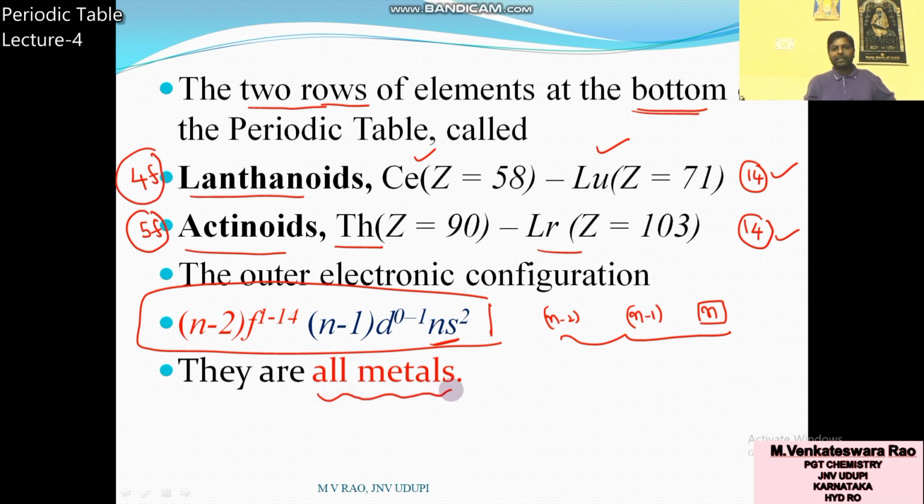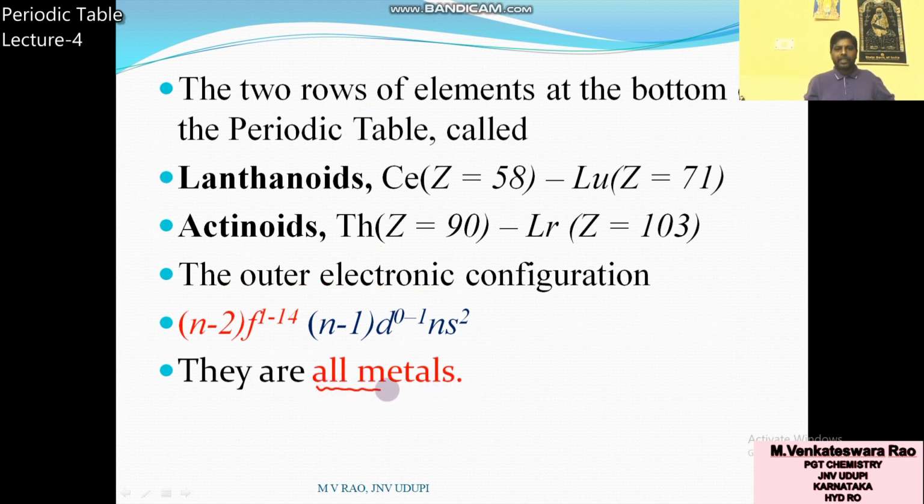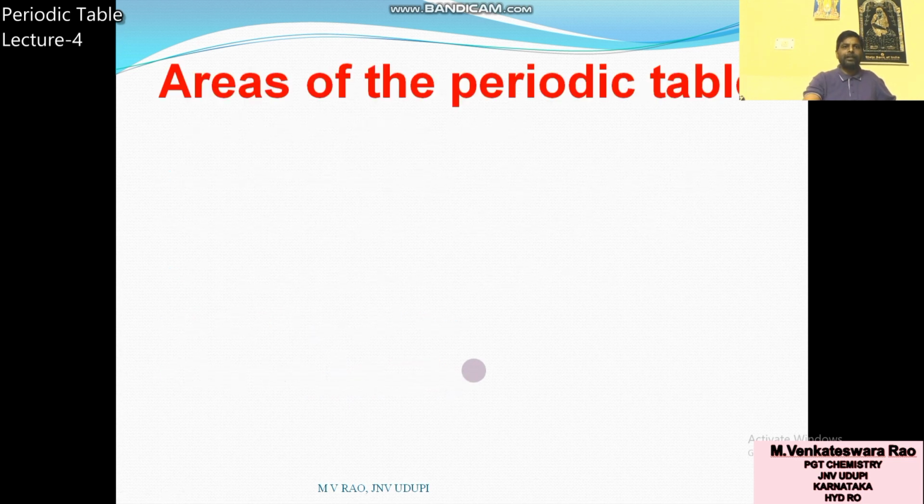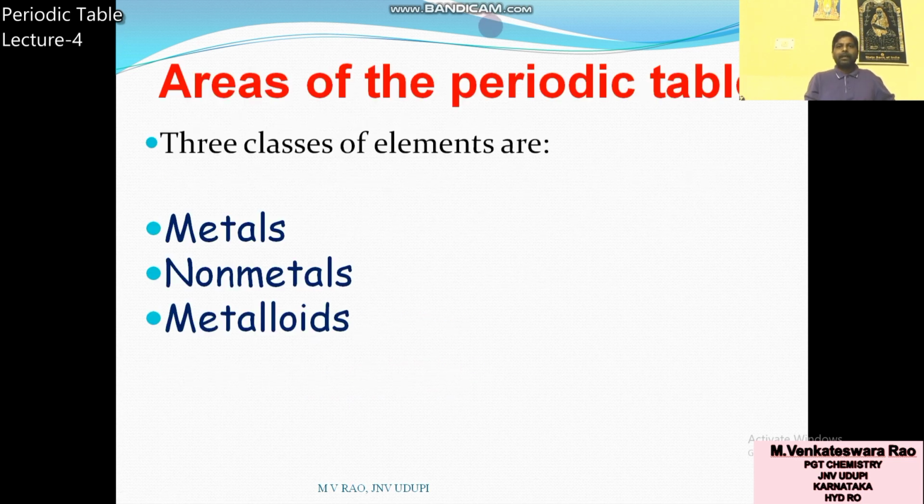All inner transition elements are metals. Next, blocks completed and types completed. Table is divided into blocks, table is divided into types.